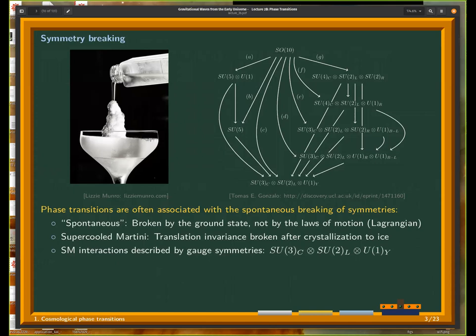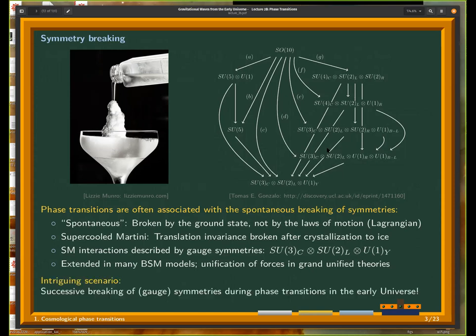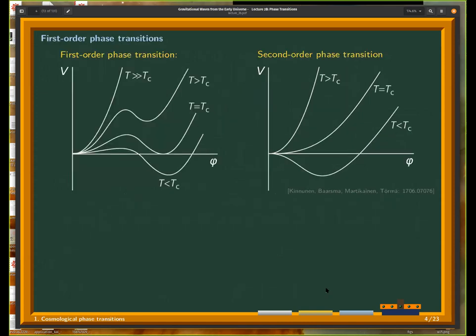Something similar can happen in the early universe. We know that the standard model gauge interactions are described by this gauge symmetry here, SU(3) color times SU(2) isospin times U(1) hypercharge. And in many models of physics beyond the standard model, for instance, in grand unified theories, this gauge group is embedded in much larger gauge symmetry groups, all the way up maybe to SO(10). And this leads to the following intriguing scenario. We can imagine how such a very large initial gauge group is successively broken during the evolution of the early universe in different steps, and then each step corresponds to a phase transition. And depending on the properties of this phase transition, these steps of symmetry breaking then may lead to a signal in gravitational waves.